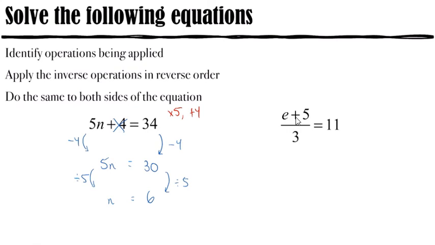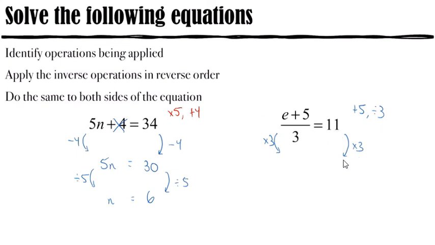For this next one, (e + 5)/3 = 11. Again, my operations here, because that e + 5 is together in our numerator, that's going to be my first step. So first we added 5, and then I divided by 3. So again, working backwards, we're going to deal with that divided by 3. So the opposite of that is now to multiply. We just need to remember we're doing the inverse, so the opposite of each operation in reverse order, and you're going to do the same to both sides.